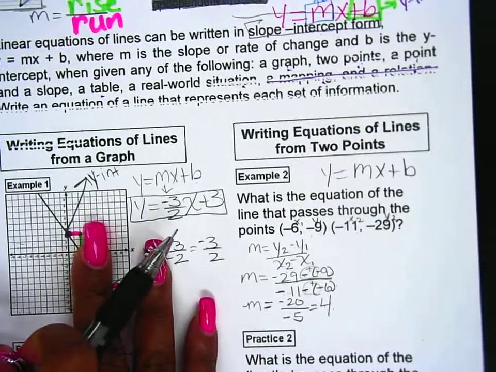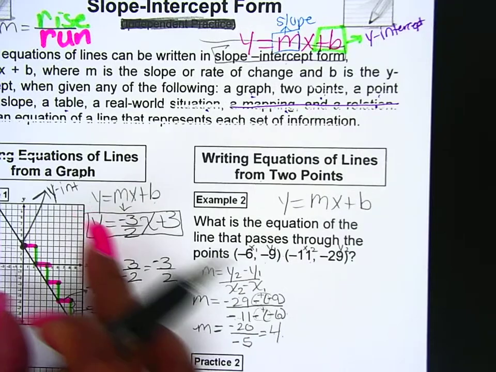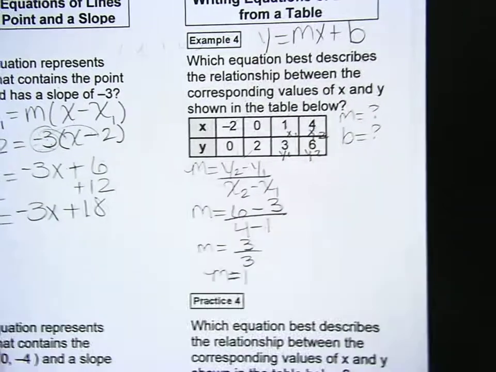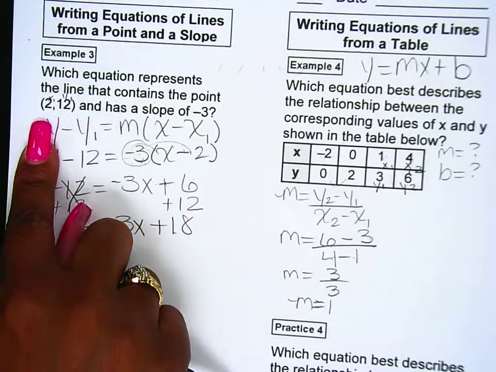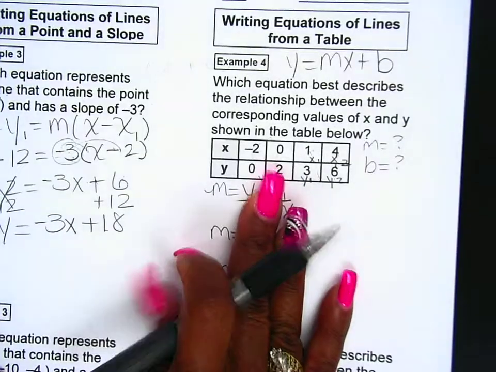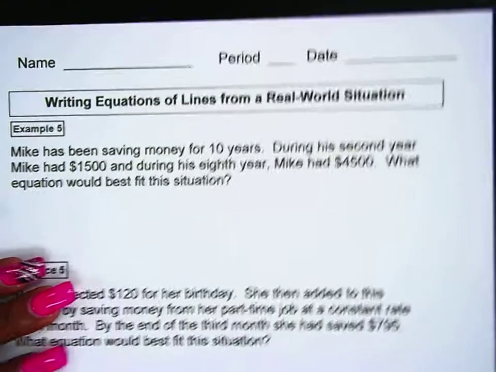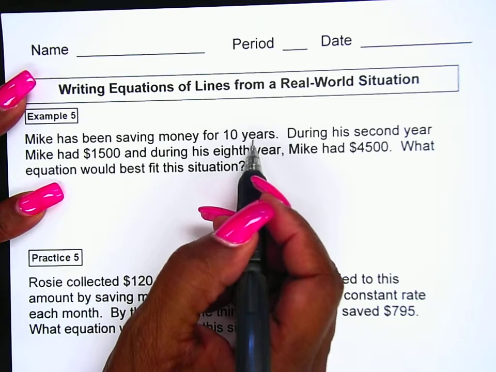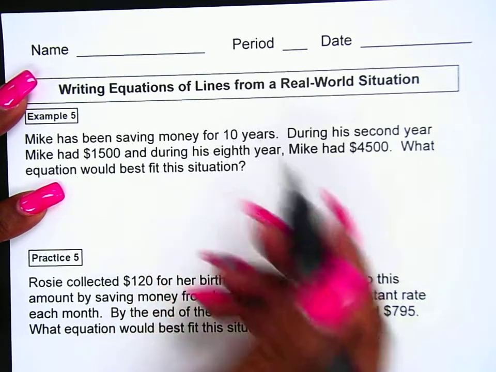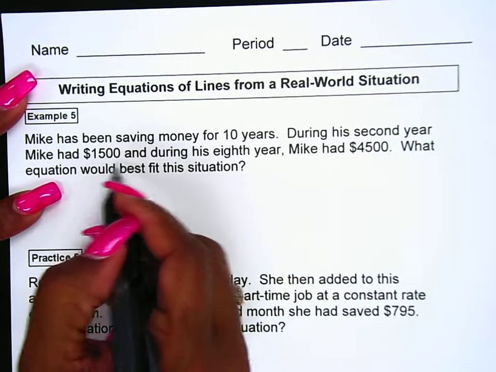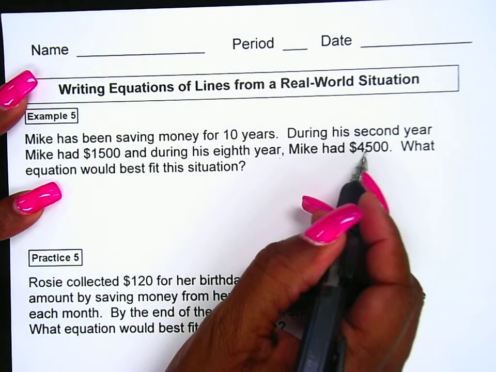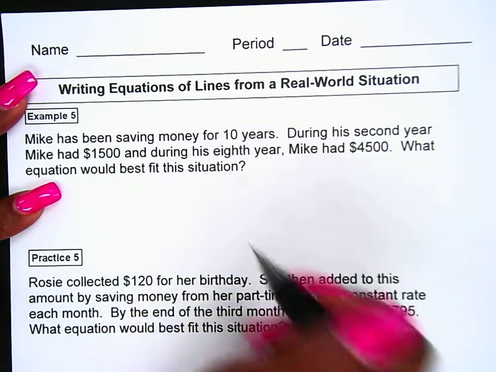So let's go on. We have gone through graphs. We have found equations when they gave us 2 points, when they gave us a graph, when they gave us the slope and a point, and also when they gave us a table. Now let's do it when they give us a real world situation. Mike has been saving money for 10 years. During his 2nd year, Mike had $1,500. And during his 8th year, Mike had $4,500. What equation would best fit this situation?